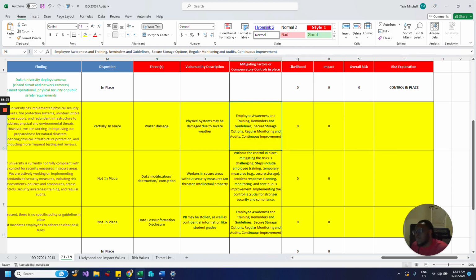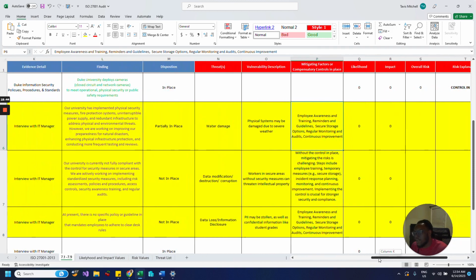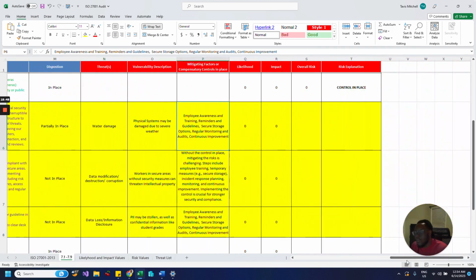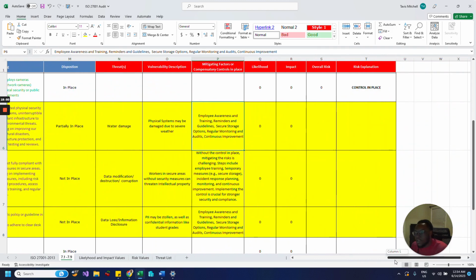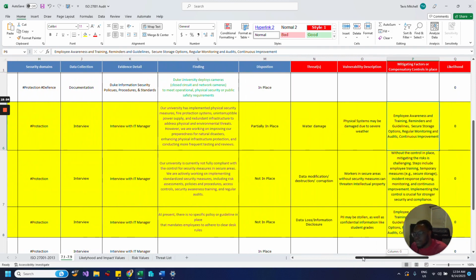So they have employee awareness training, reminders and guidelines, secure storage options, regular monitoring and audits, continuous improvement. Okay, those are some of the things they're trying to keep everybody informed. You know, if you feel like your laptop might get wet, don't have it in a certain area or something like that, but they need to get those controls in place.